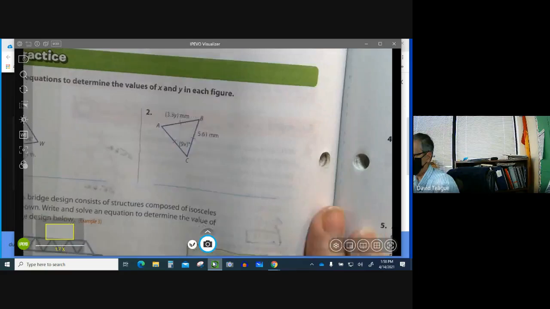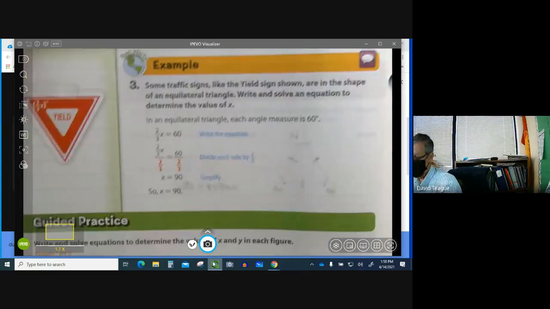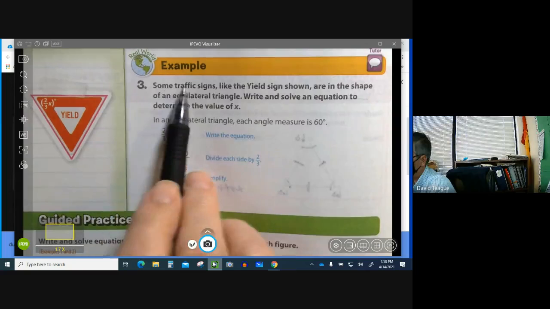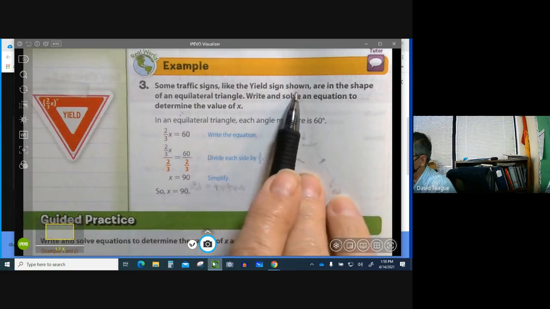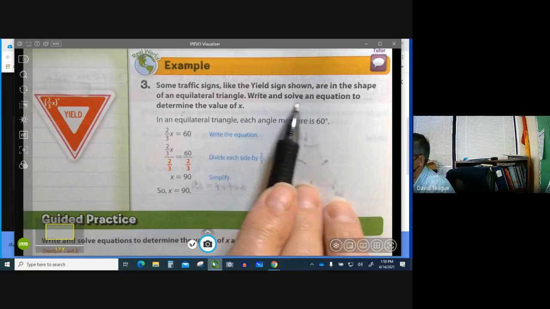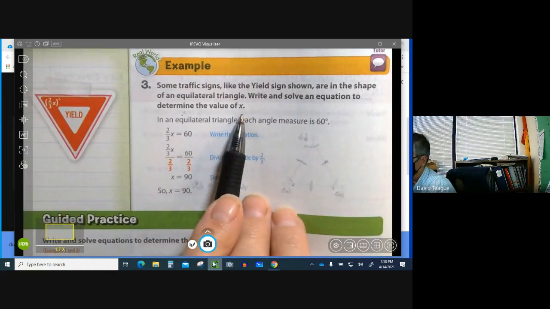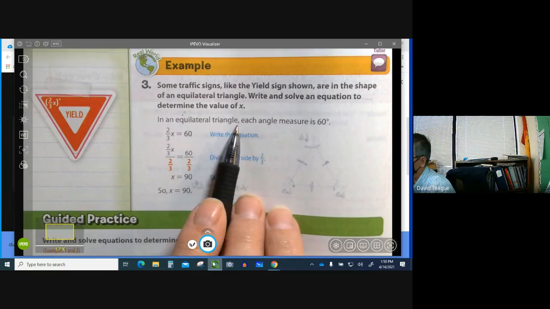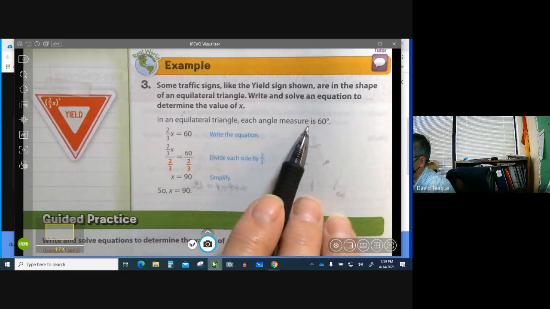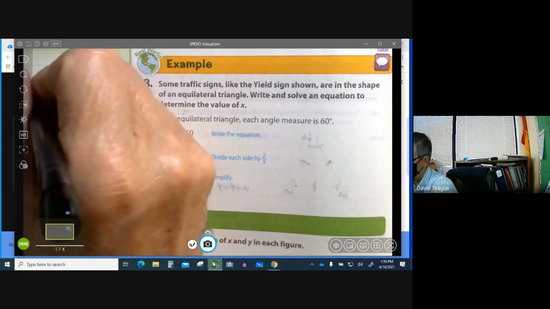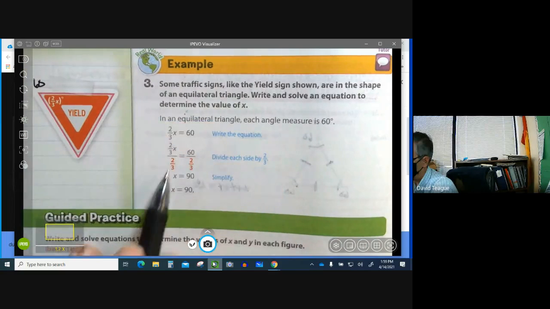Okay. This is the top of page 696. Some traffic signs, like the yield signs shown, are in the shape of an equilateral triangle. Write and solve an equation to determine the value of x. In an equilateral triangle, each angle measure is 60 degrees. So we know this has a value of 60 degrees.